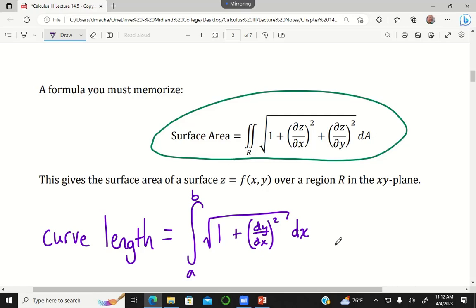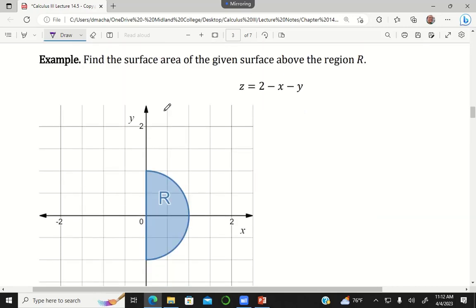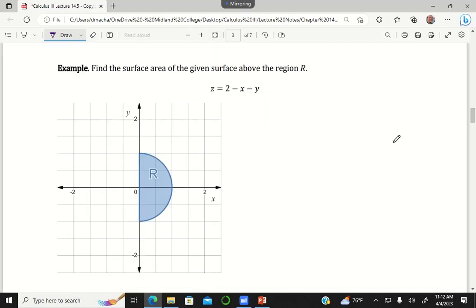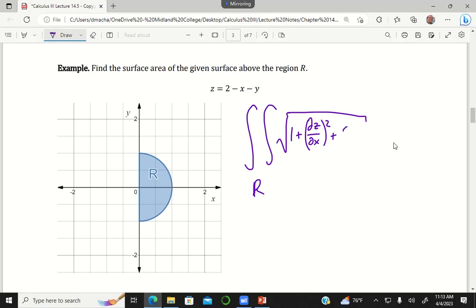Okay, I guess everybody's got this copied down, so we can try to use it. Find the surface area of the given surface above the region R. So I'm going to take my formula, the double integral over R of the square root of 1 plus the partial of z with respect to x squared plus the partial of z with respect to y squared dA.